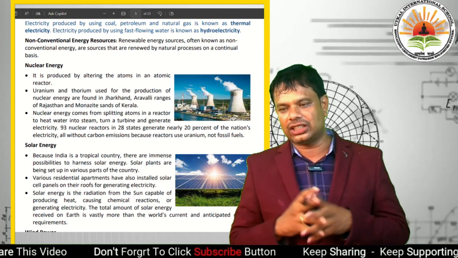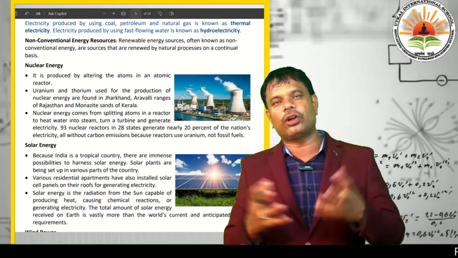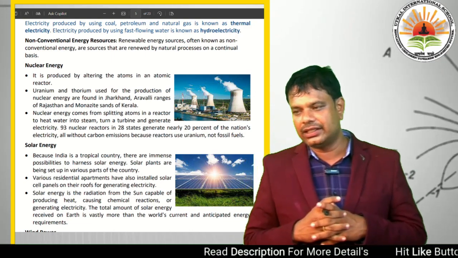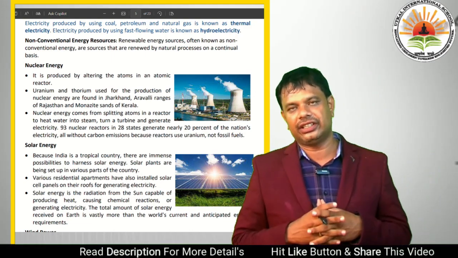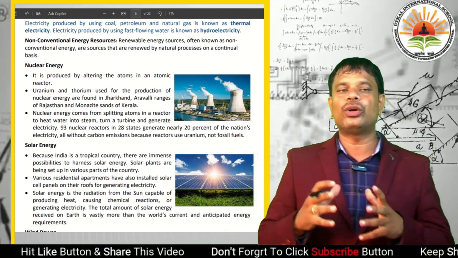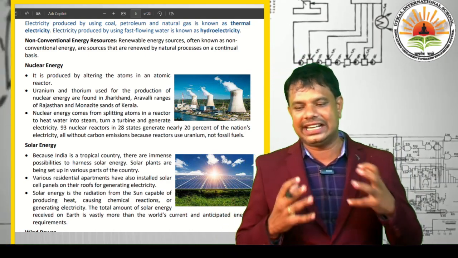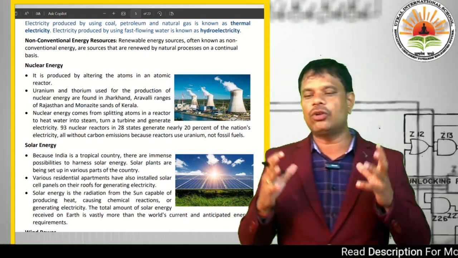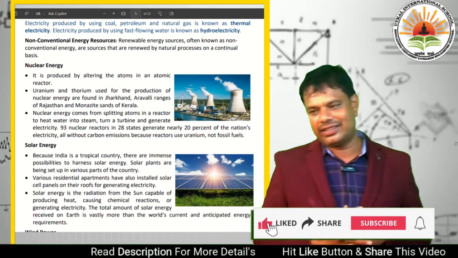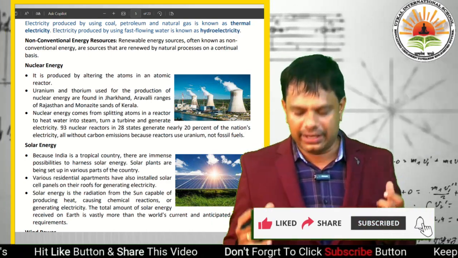There are 93 nuclear reactors in 28 states. If we take a calculation, they provide us 20% of the nation's electricity, and all without carbon emissions. There is no carbon content, and uranium is used as the main fuel.